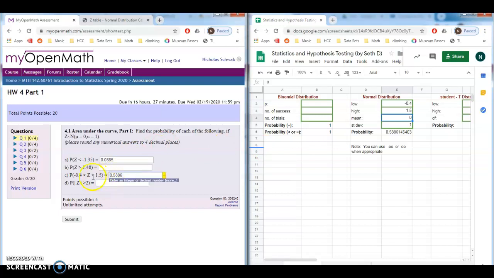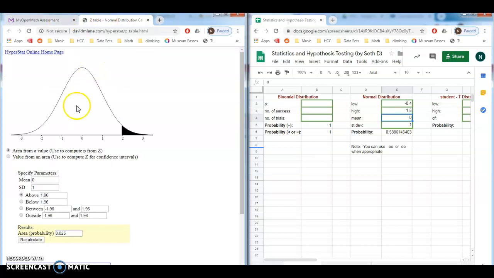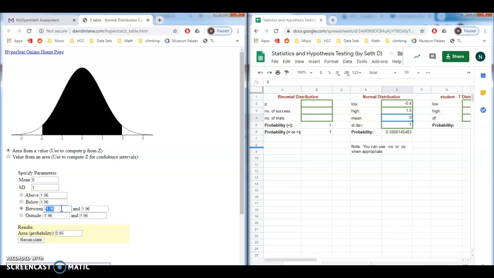Let's look at what we're actually doing here. I want to draw a picture of our normal curve. This link came from our website. It's just a simple normal distribution grapher. I want to be between 0.4 and 1.5, or less than 1.5 and greater than 0.4. And I get the same probability here, but this is my standard normal curve. Notice my mean and standard deviation are the same. This area underneath the curve represents my probability. So that probability is like 0.8, or sorry, 0.59 or so.